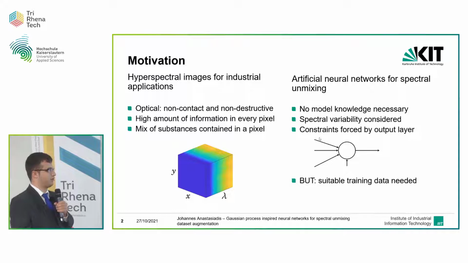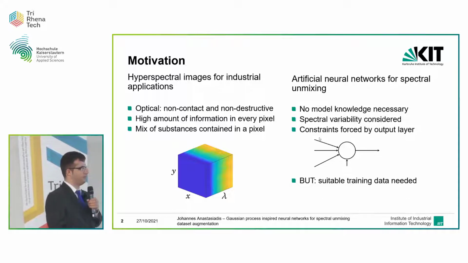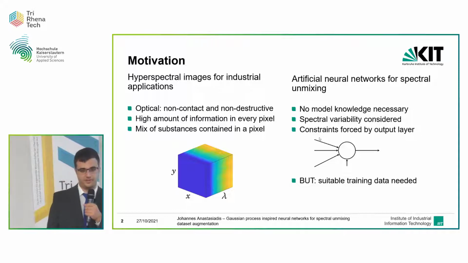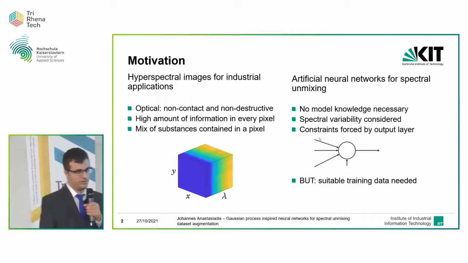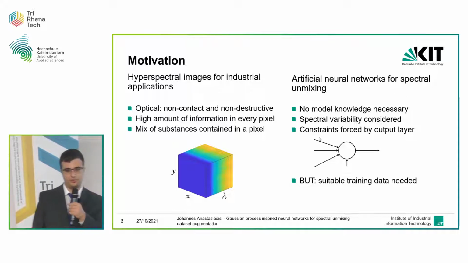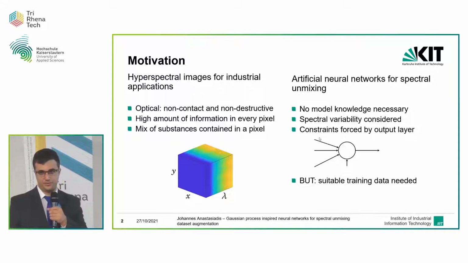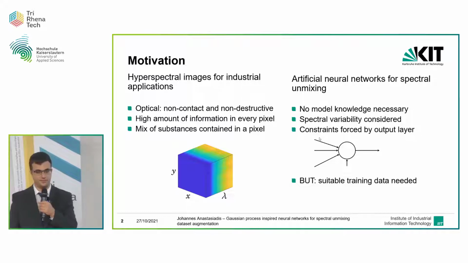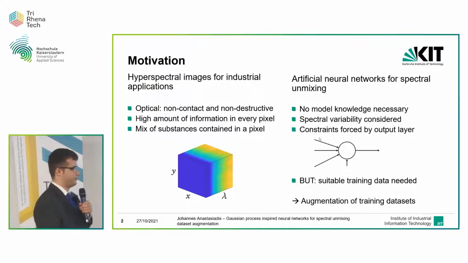We do this using neural networks. This has the advantage that theoretically no model knowledge is necessary. Spectral variability can be considered if it's contained in the data, and constraints for physical plausibility can be enforced by the output layer design. But, as already said today, this only works if we have enough suitable training data. Therefore, one thing we can do is data augmentation.